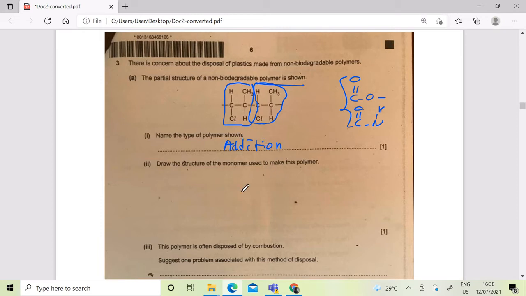Next, the structure of the monomer used to make this polymer. Once you identify the repeating unit, you can take the repeating unit over there, carbon-carbon, and I have CH3 and hydrogen here, and H and Cl. The only thing is you need to put a carbon-carbon double bond. That is going to be your monomer.